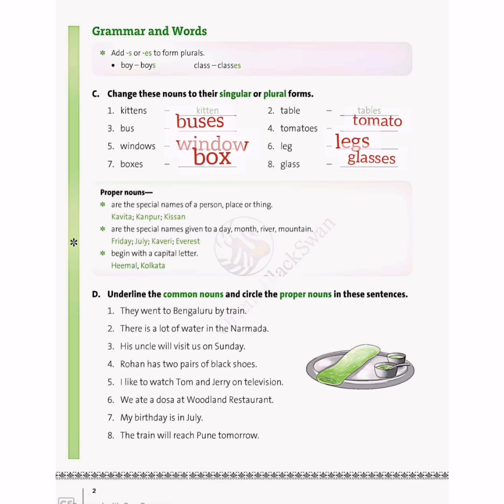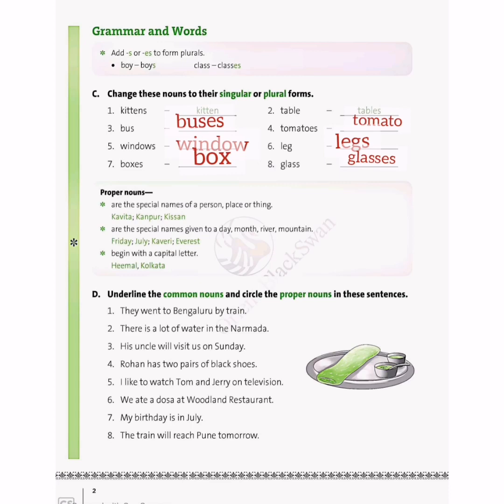Children, remember this also, that the special names of days and months are also proper nouns. For example, today is Monday, so Monday is a proper noun and the first letter of Monday will be capital. Now which month is this? This is the month of June. So June is a proper noun and the first letter of June will be capital.